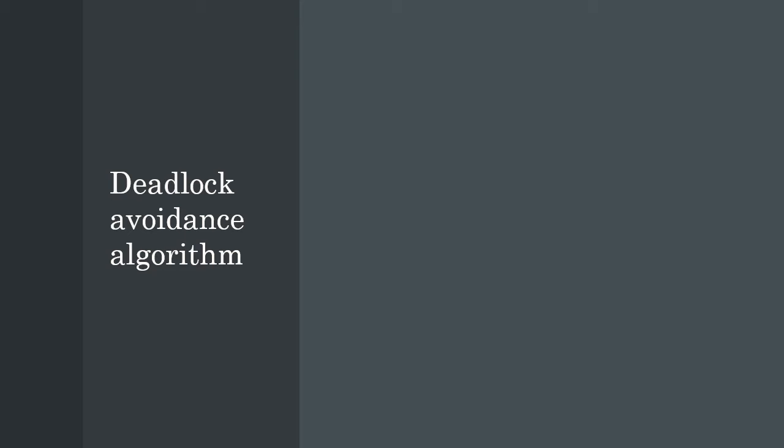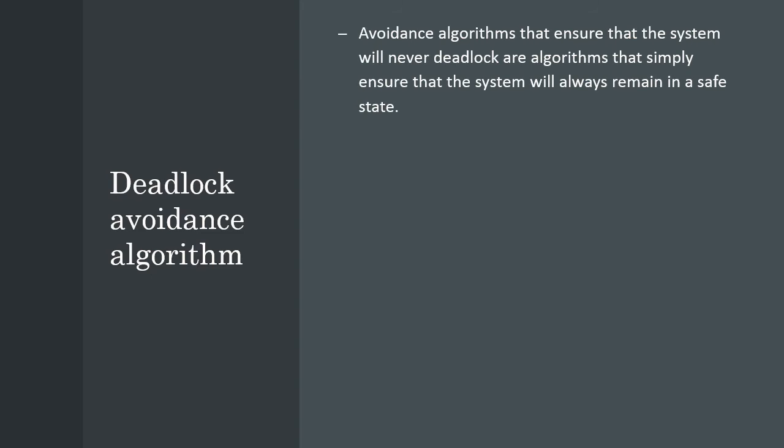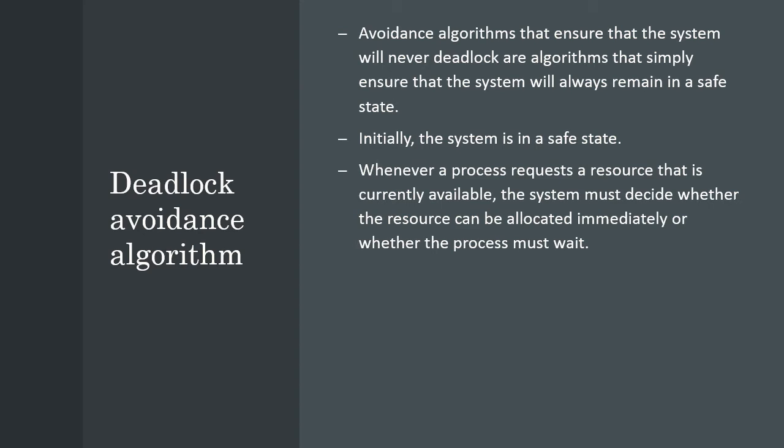Now we will talk about deadlock avoidance algorithms. Avoidance algorithms that ensure that the system will never deadlock are algorithms that simply ensure that the system will always remain in a safe state. Initially, the system is in a safe state.